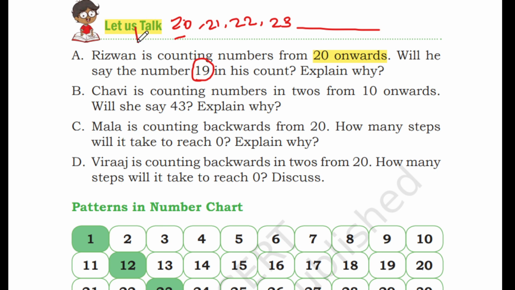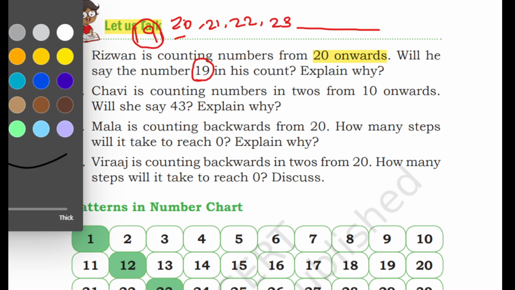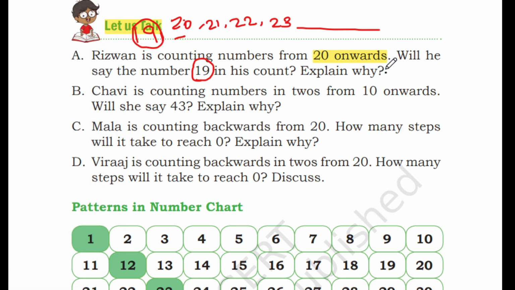The number 19 comes before 20. So this is before 20. So the answer is no. So we will write the answer here. I will write this in black pen. So we can say no because 19 comes before 20. Okay, so the answer is no because 19 comes before 20.